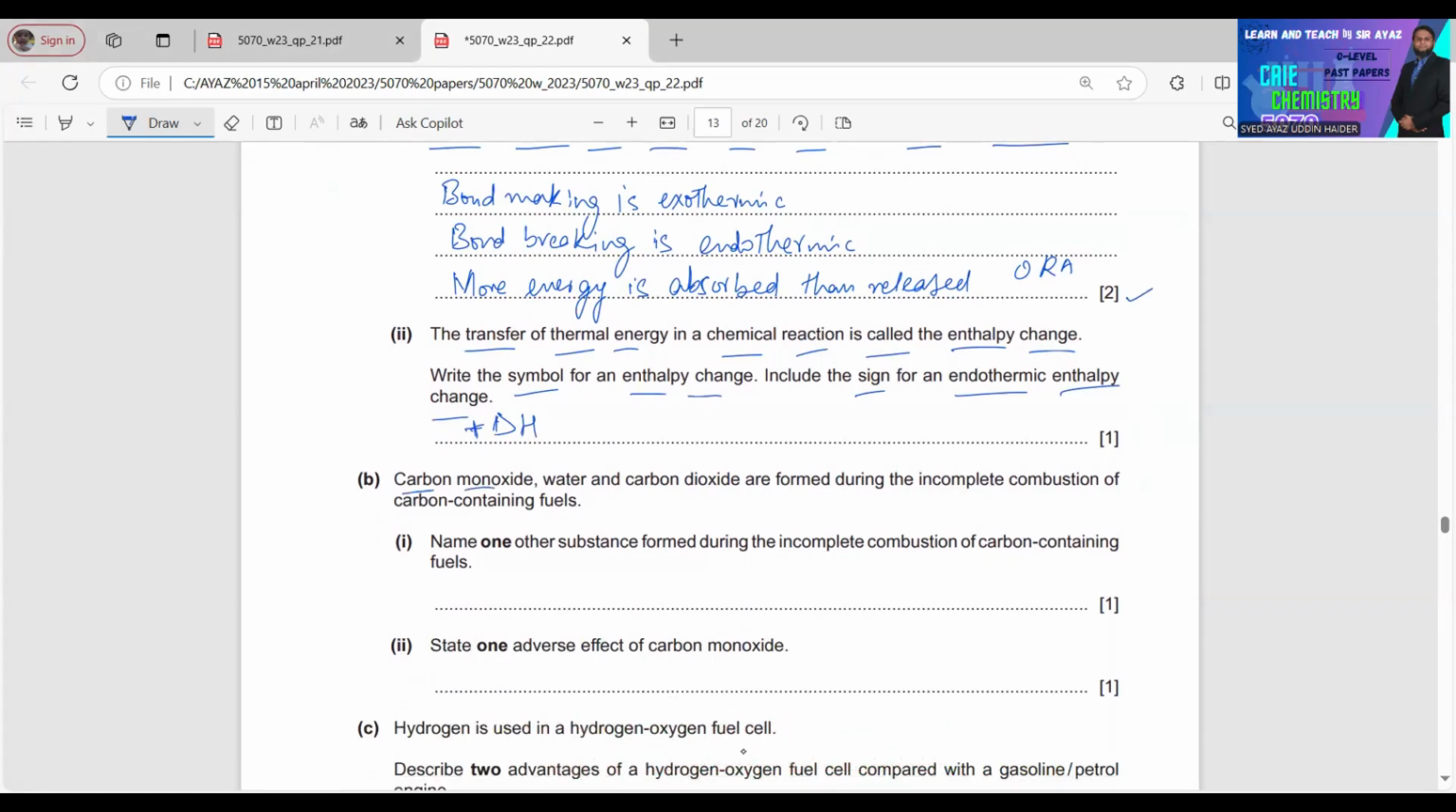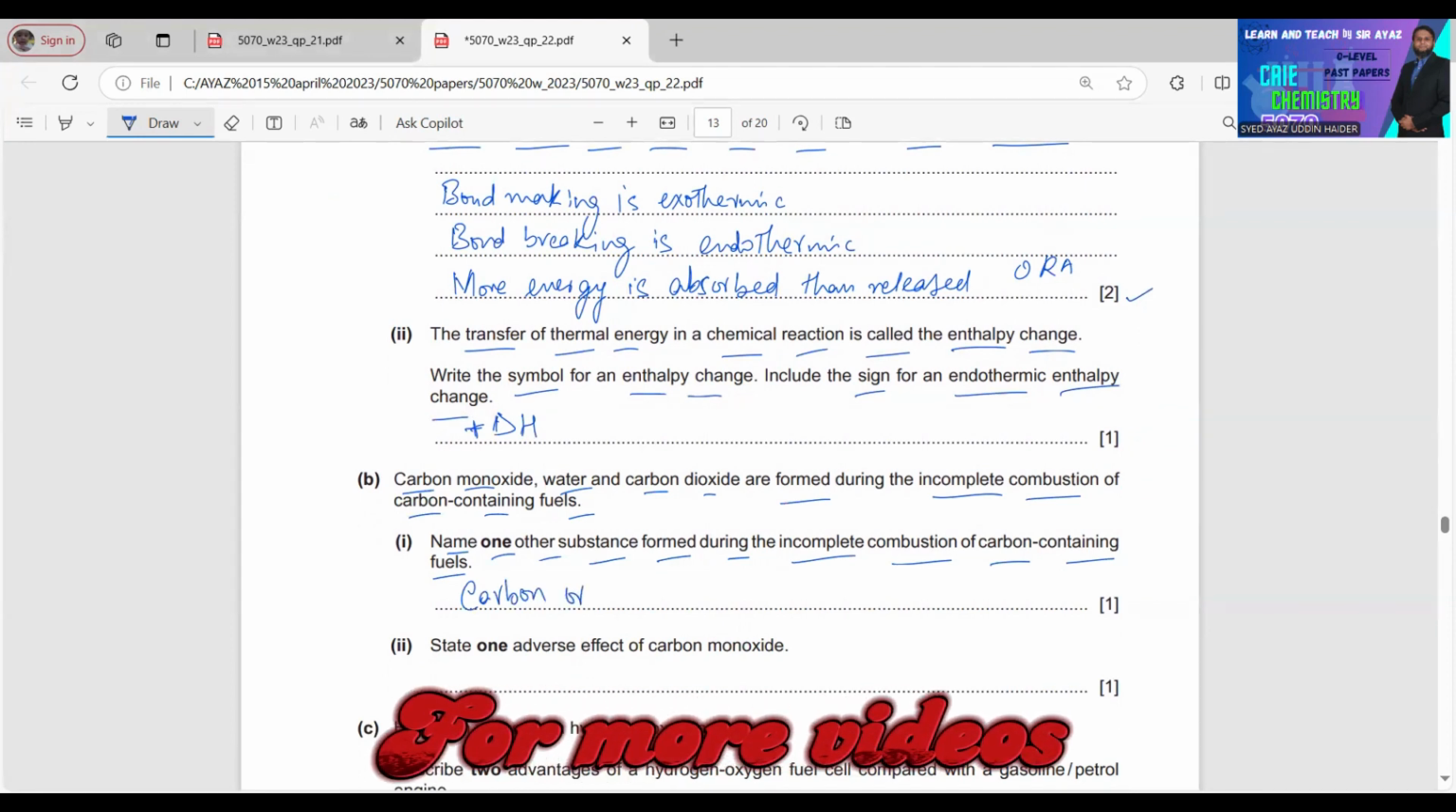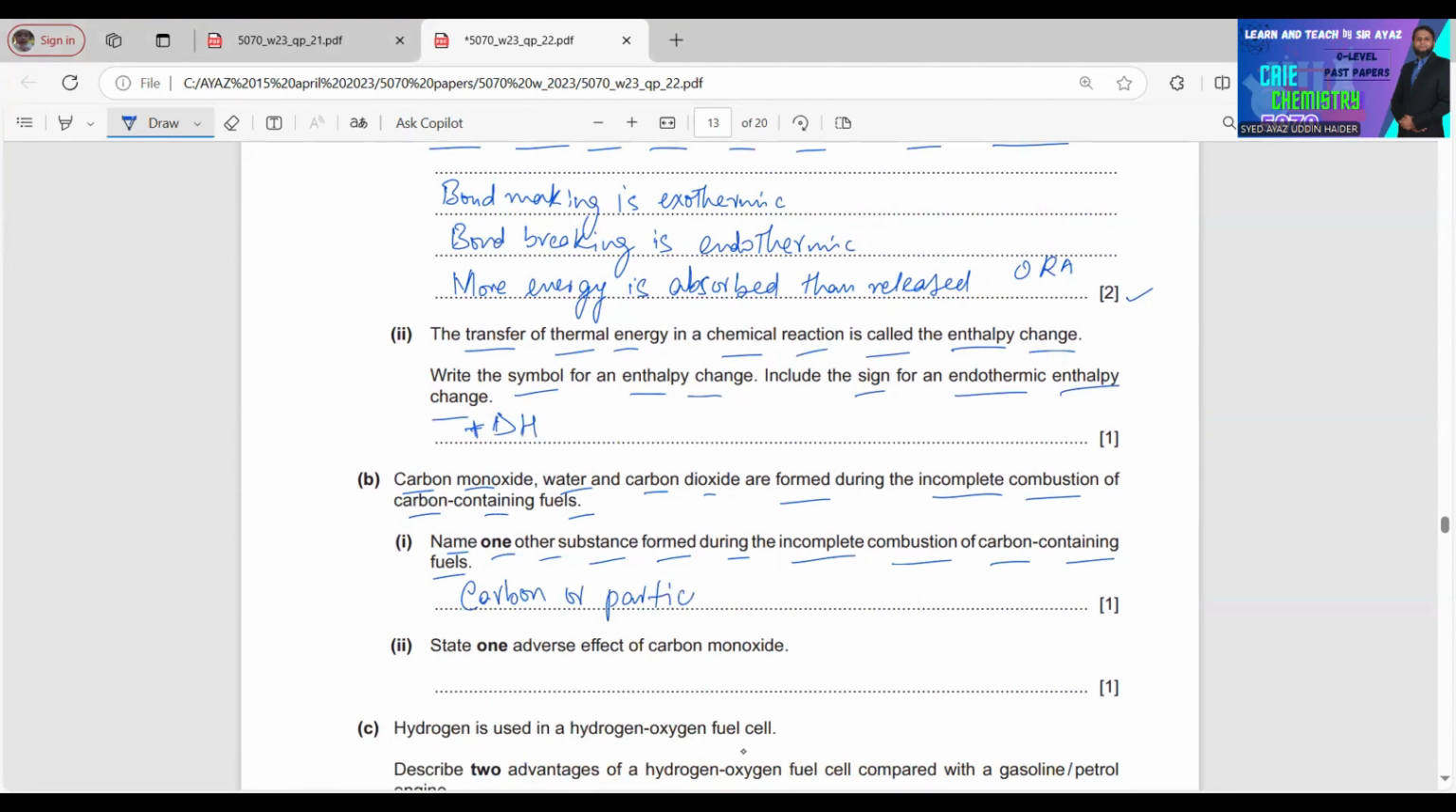B. Carbon monoxide, water, and carbon dioxide are formed during the incomplete combustion of carbon-containing fuels. Number one, name one other substance formed during the incomplete combustion of carbon-containing fuels. Now, in the end, if you continue burning, you are left with carbon. You can even call it particulates, carbon or particulates. Part 2, state one adverse effect of carbon monoxide. It's a poisonous gas. So you write poisonous. You can even write toxic.